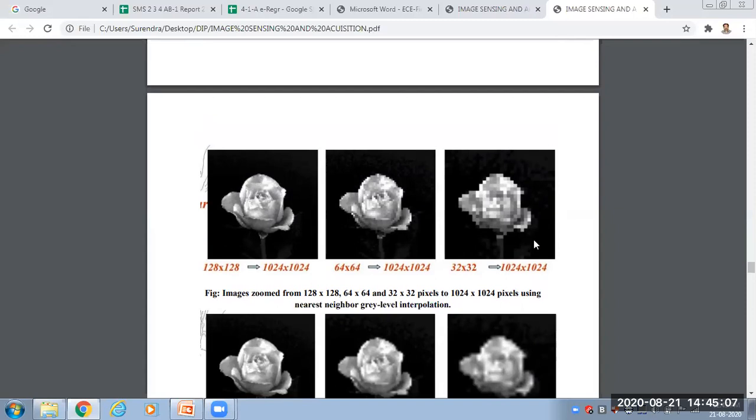And similarly, sampling and quantization. Why do we need sampling and quantization? Generally, the scene elements are analog. In nature, we are evaluating only analog. Must be remembered. But it is not possible to process the same image in our digital image processing. So definitely we have to convert from analog to digital, and for that we need sampling and quantization. Using sampling and quantization, we can convert from analog to digital.